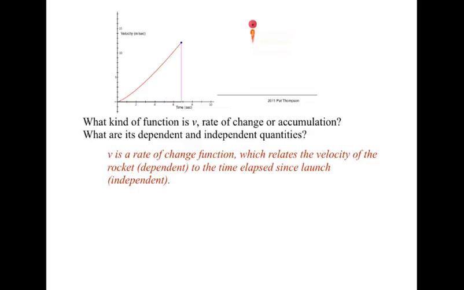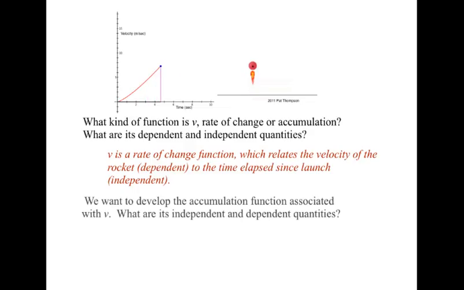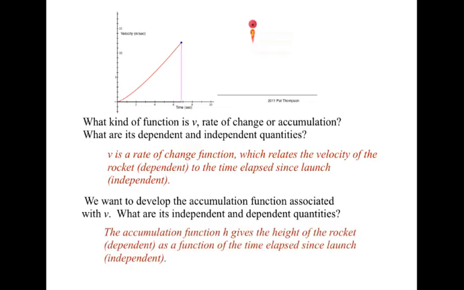No. It's a rate of change function. It means the dependent variable is rate of change. It's just y values, right? Y values on this graph give us rate of change. Okay? And our goal is to develop an accumulation function whose y values, or dependent variable, is height of the rocket, for the same independent variable of time elapsed. Okay, that's review.